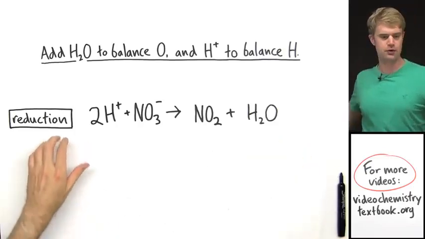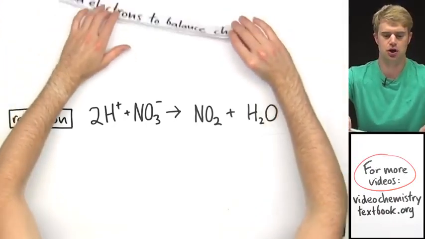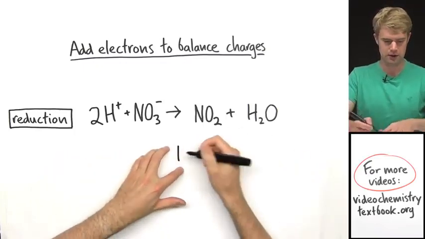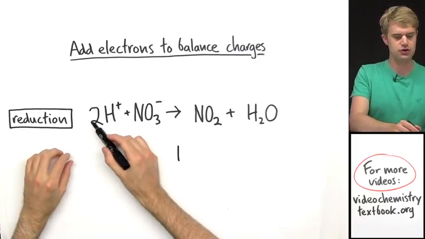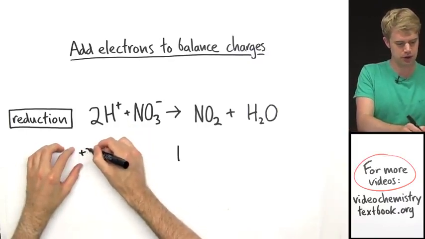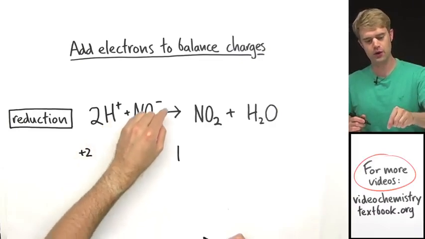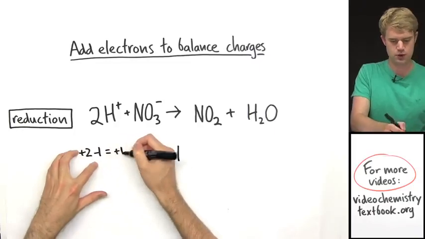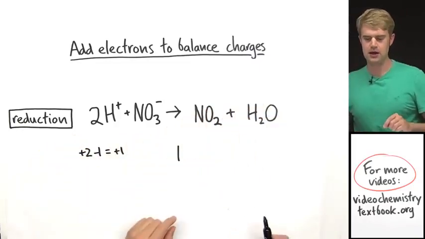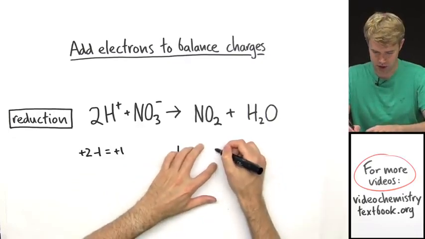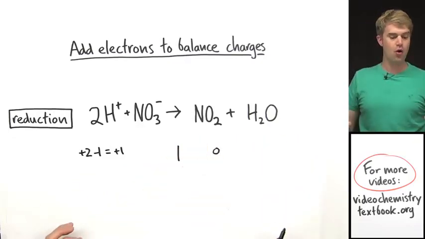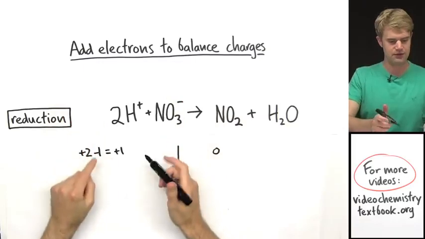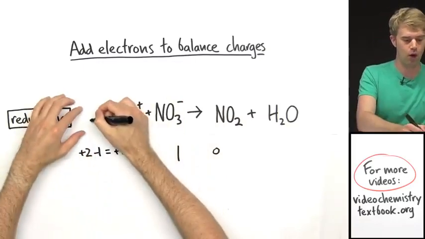The last thing that we want to do for the reduction half reaction here is to balance the charges by adding electrons. So let's take a look at the charge situation in the equation. Okay? On the left side, we have 2H plus, so that's going to be plus 2. And then we have 1 NO3, 1 minus, so that's going to be minus 1. Plus 2 minus 1 equals plus 1. And then here on the right side, we don't have anything that's charged, so we just have a charge of 0. Okay? So what I need to do in order to balance these is to lower the charge on the left side here, and I can do that by adding 1 electron.